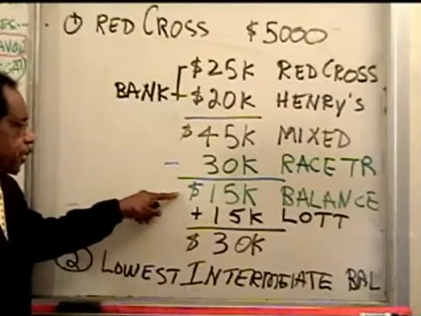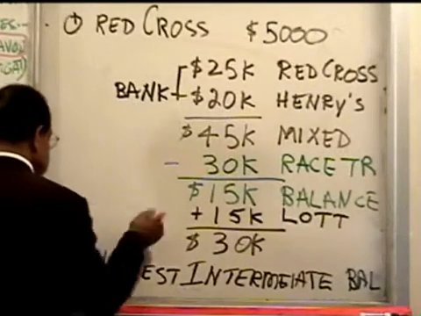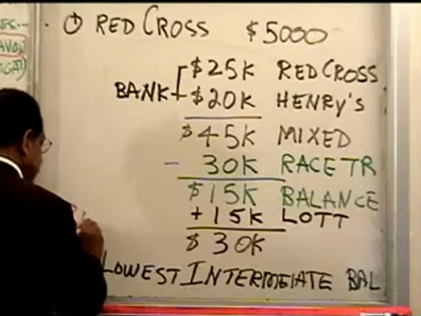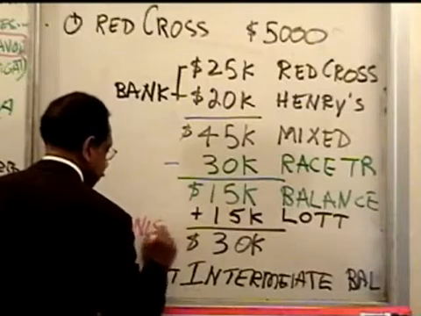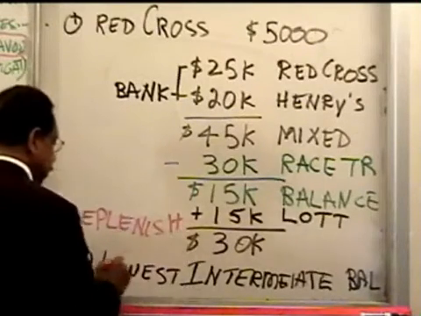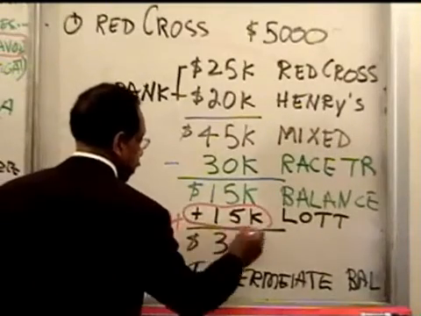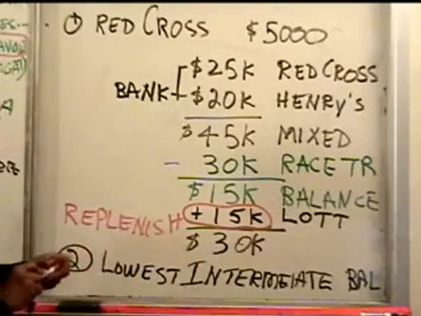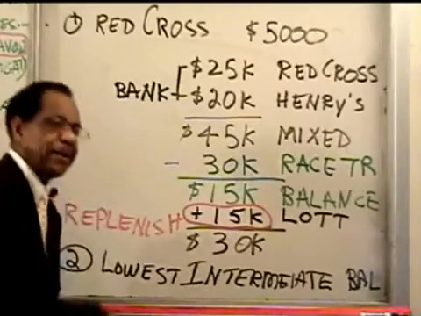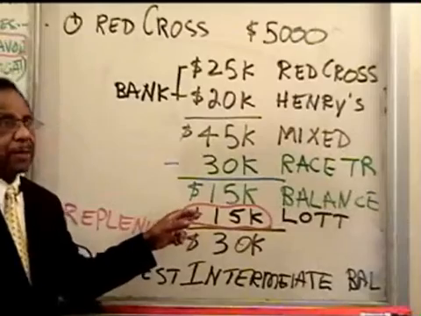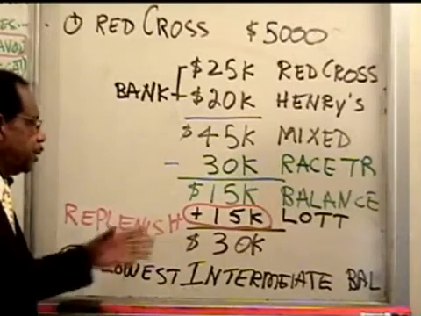You can get an equitable lien only on the 15,000, because this was replenishment money here. This is replenishment. So this 15,000 is replenishment money, and you can trace. You can use that for tracing only if, when the person put it back in there, they intended to replenish it. And I don't think Henry intended to replenish, because Henry didn't think he was going to get caught.